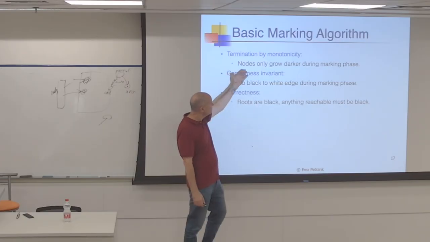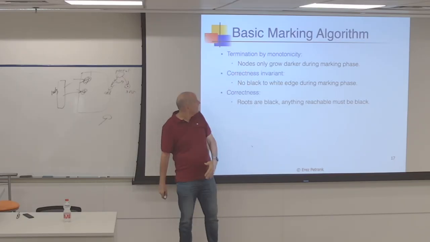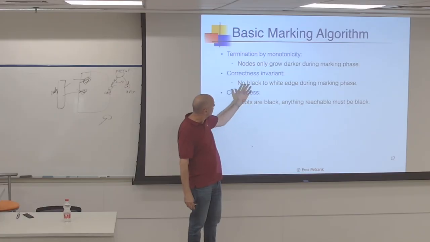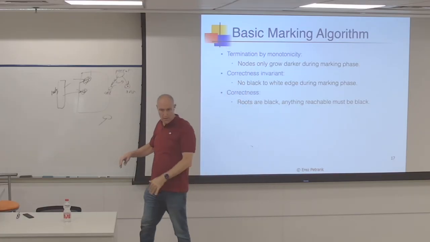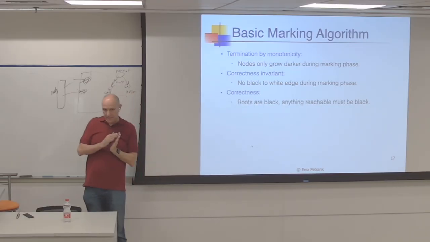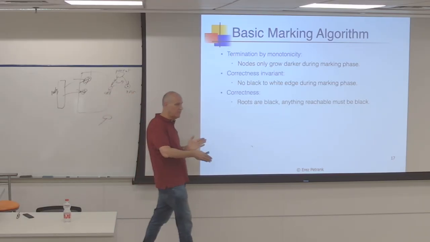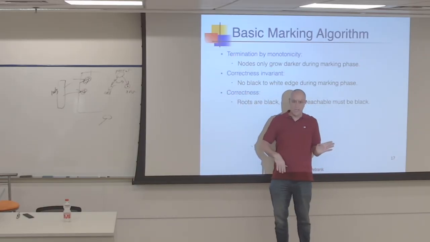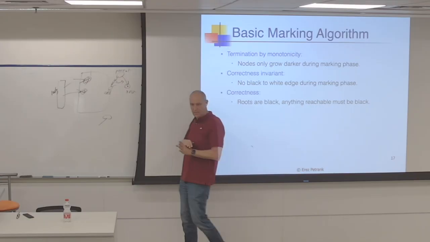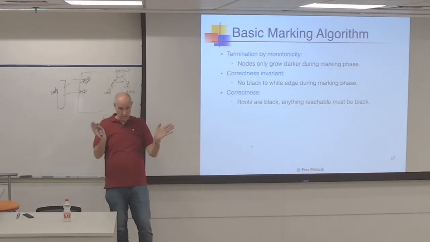So termination is by monotonicity. All nodes start white, and nodes can only become darker. So white becomes gray and gray becomes black. No one takes black nodes and makes them gray. No one takes gray nodes and makes them white. I'm talking during the marking, during the tracing.